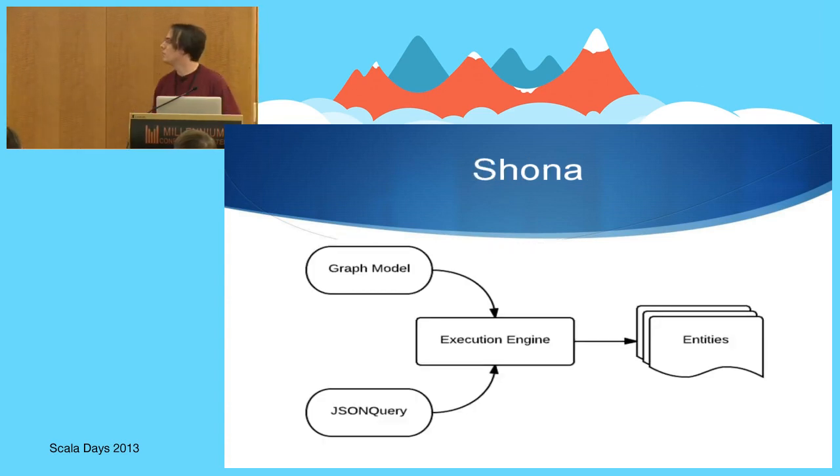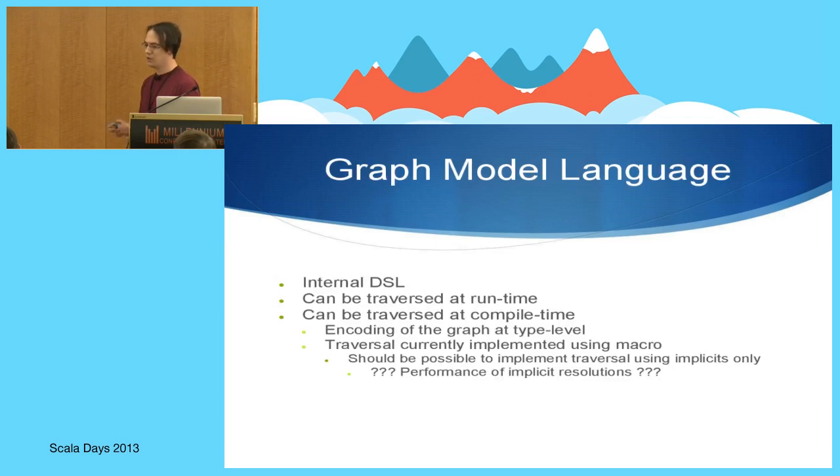Let's start first with the graph model language. As I said, it's an internal DSL. It means we do everything in Scala there. It can be traversed at runtime because the graph is values, right? So you can create functions which traverse it.